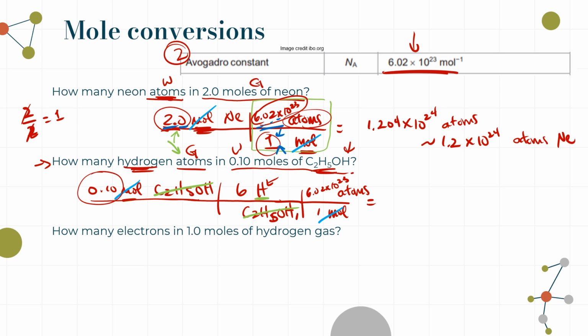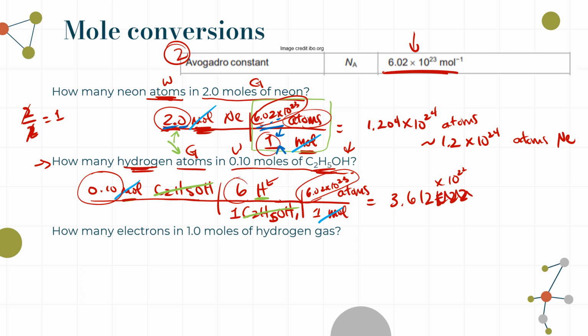We're going to go 0.10 times 6 times 6.02 times 10 to the 23rd divided by 1 divided by 1. And that gives me 3.612 E22 according to my calculator. What does that even mean? Well, E22 simply means times 10 to the 22 power. So we can get rid of that E22 and write times 10 to the 22.